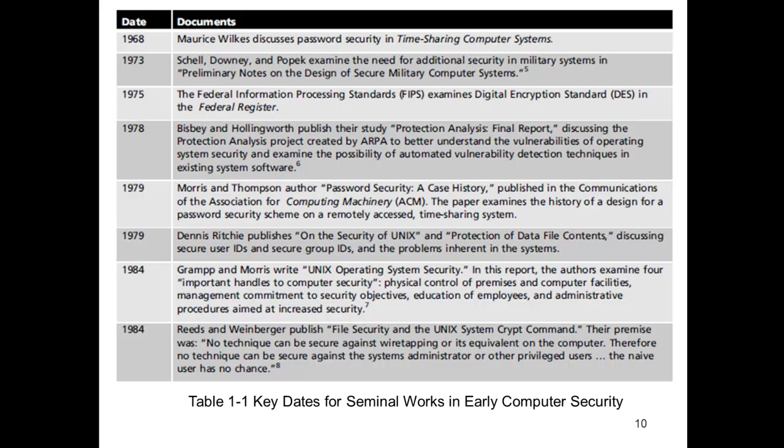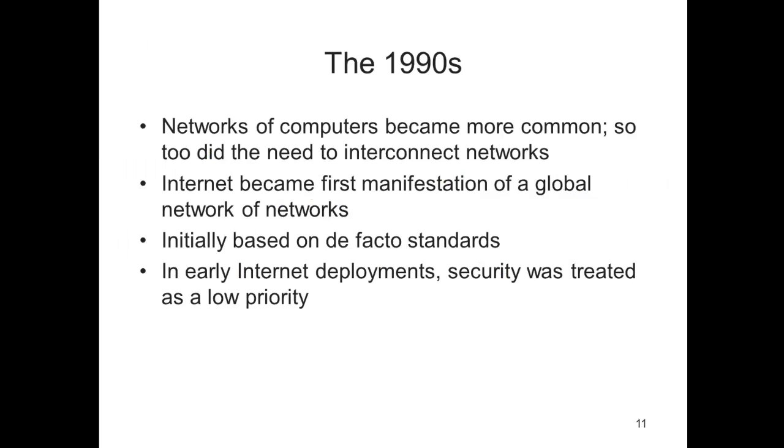Ritchie published on the security of Unix and the protection of data file contents, really discussing secure user IDs and secure user group IDs and some of the problems that were inherent in that system. And then, Graham and Morris wrote Unix Operating System Security. Reed and Weinberger published File Security and the Unix System Crypt Command. And that kind of moves us through those two decades.